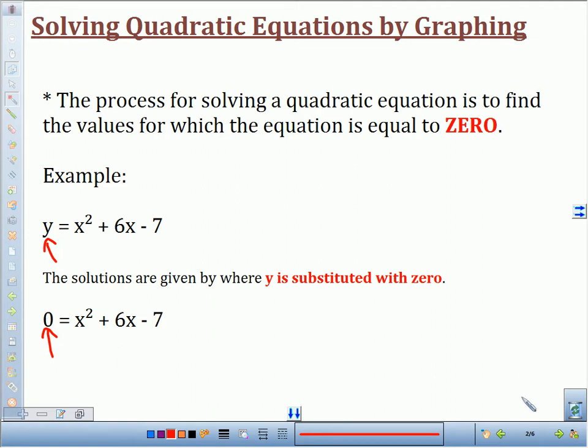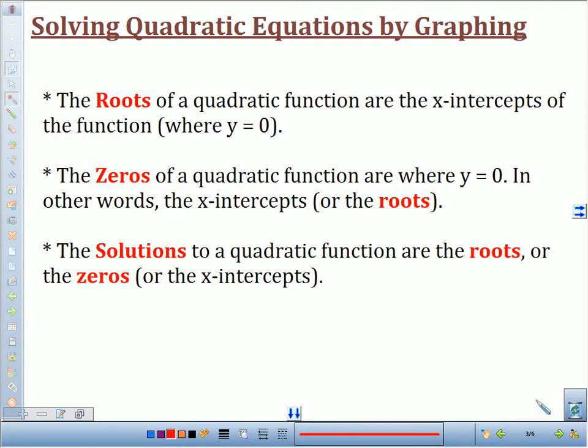Now, we'll see how that works using graphs in just a moment, but first I want to look at some vocabulary really quickly. The first thing we want to think about are roots. The roots of a quadratic function are the x-intercepts of the function. And of course, we know that the x-intercepts are where y equals 0. Not surprisingly, that's pretty much exactly what we were just talking about. We replace y with 0 because we're interested in where y equals 0. So we're interested in finding the x-intercepts.